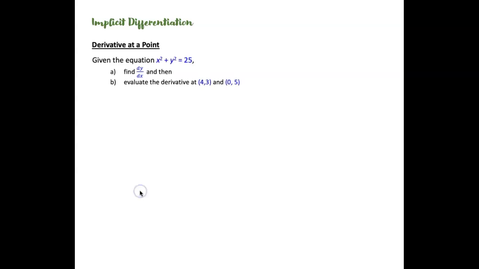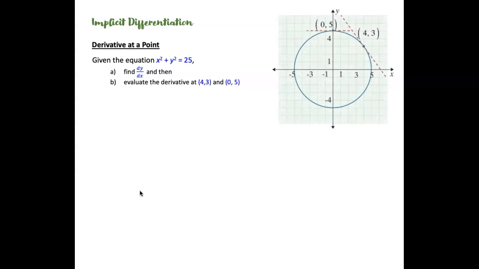All right, another example, you say? Sure. This time, let's find the derivative at a point. Given the equation x squared plus y squared equals 25, A, find dy/dx, and then B, evaluate the derivative at (4, 3) and (0, 5). So x squared plus y squared equals 25. Does that look familiar to you? It should. It is the equation of a circle centered at (0, 0) with a radius of 5.